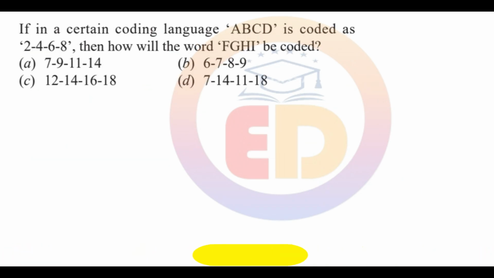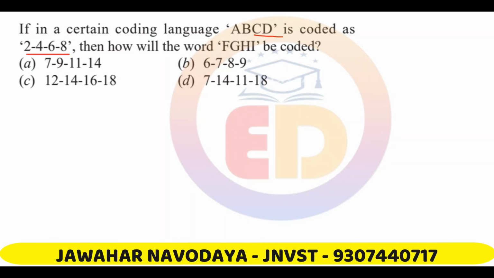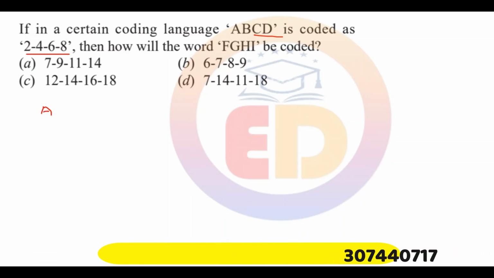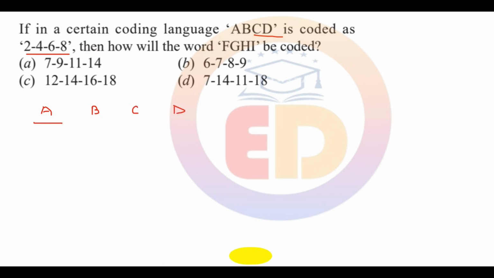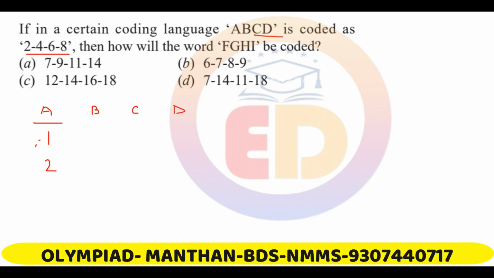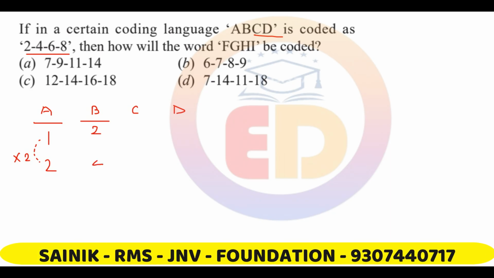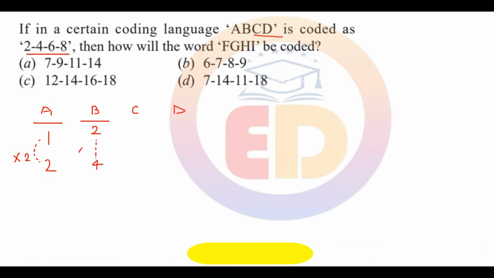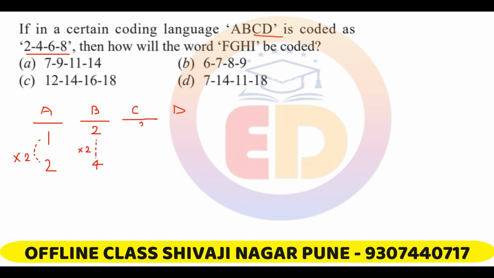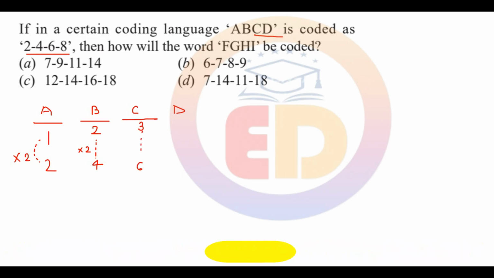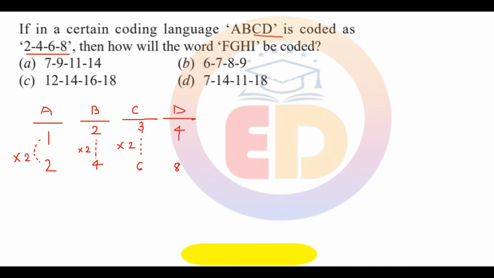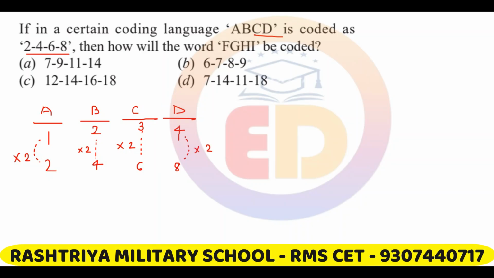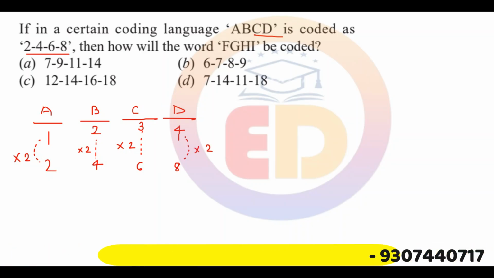If in a certain coding language ABCD is coded as 2468, so A is 1 coded as 2 multiplied by 2. B is 2 coded as 4 multiplied by 2. C is 3 coded as 6 multiplied by 2. D is 4 coded as 8, so multiplied by 2. So we can see that all the alphabets are multiplied by 2 to get the respective code.